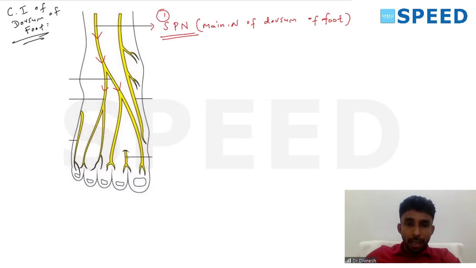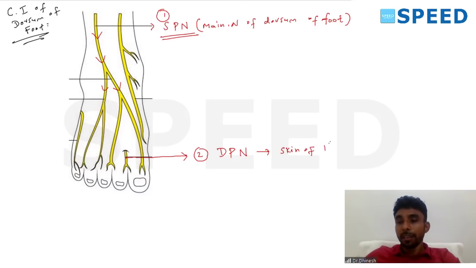And right now I am marking another nerve supplying the skin of the first interdigital cleft, isn't it? What is this nerve? Yes, this is the deep peroneal nerve, which supplies the skin of the first web space. Otherwise, we can say the skin of the first interdigital cleft, that is the gap between the great toe and second toe, isn't it?